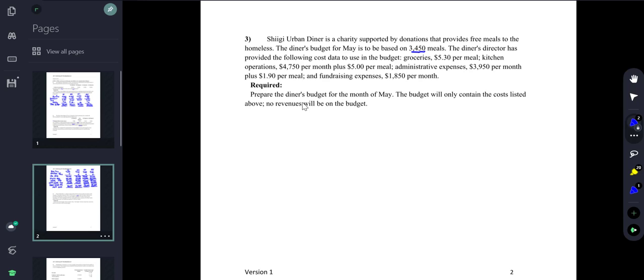And they give us these cost formulas. So we're going to have grocery cost at $5.30 a meal. Kitchen operations is $4,750 plus $5 a meal, and then admin expenses is $3,950 plus $1.90 a meal, and then fundraising expenses are just $1,840 per month. And they want us to prepare the budget for the month of May. This is going to be the planning budget. So we're going to look at it by saying, okay, here are the budgeted meals.